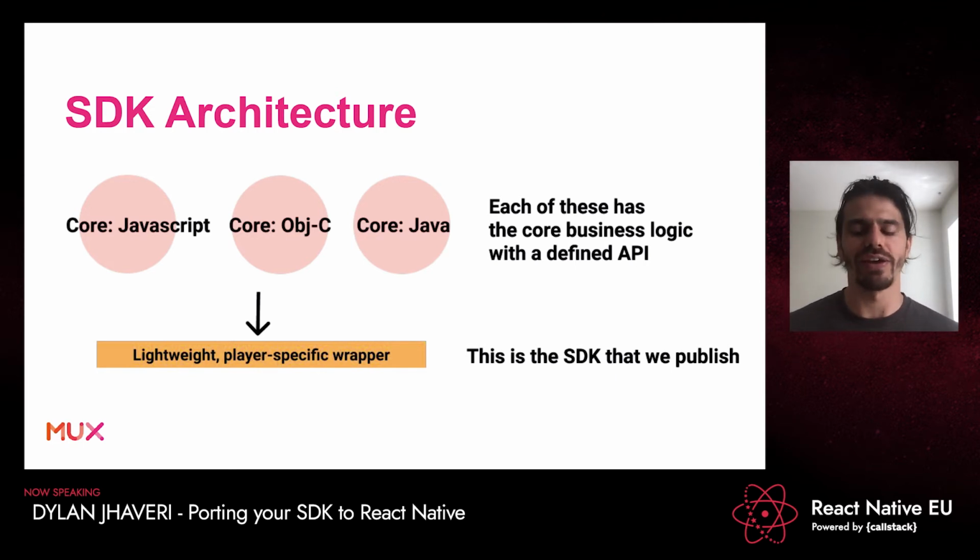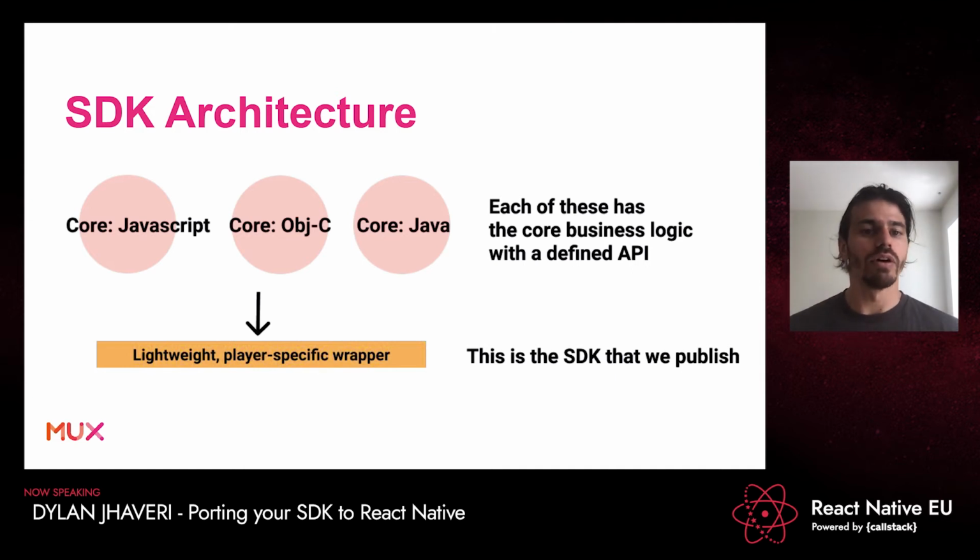All the business logic and all the calculation of those metrics is abstracted up into the core library. And then what we do is we have a lightweight player-specific wrapper. This lightweight player wrapper is the SDK that our customers will actually install and initialize with their player. That lightweight wrapper has a dependency on one of the core libraries, and it hooks into the APIs and the events that are available from the player, and it just dispatches those events into the core library. So then the core library can calculate those metrics and actually make the HTTP requests to send data to the Mux Data backend.